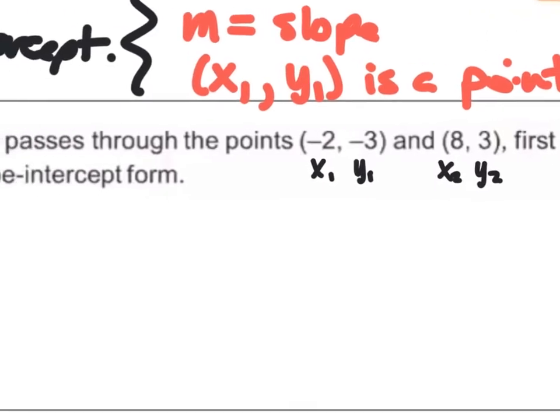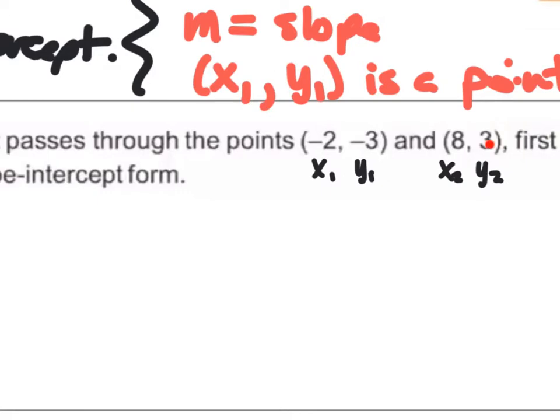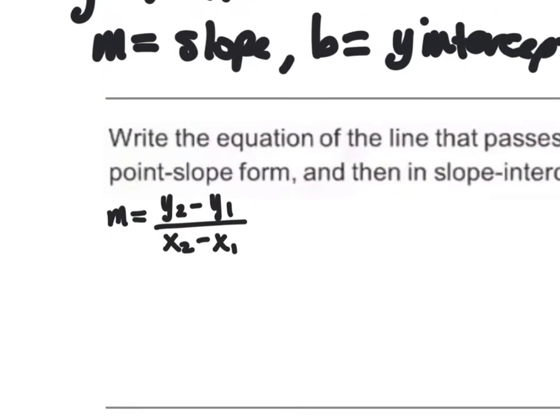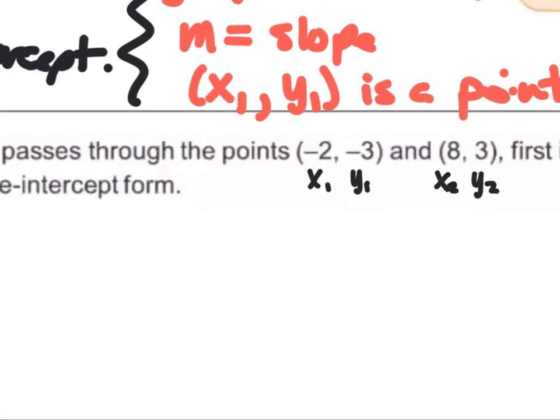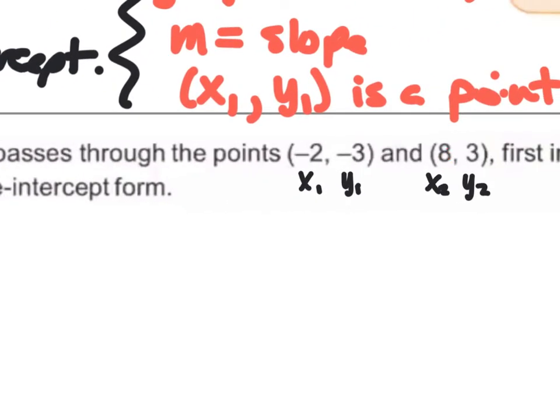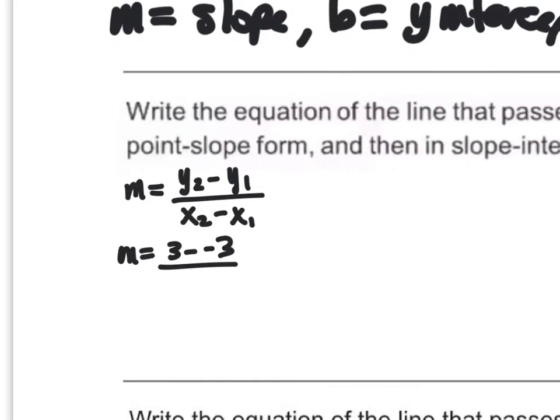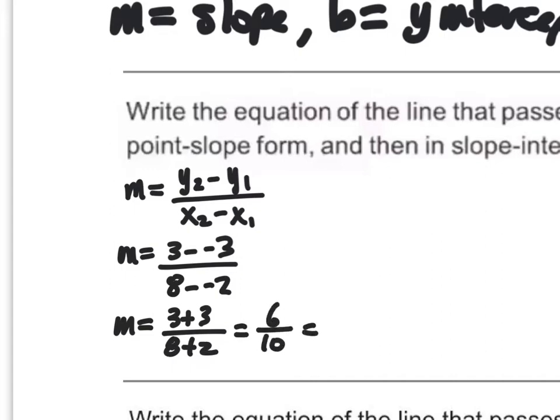So I'm going to plug those in. m is equal to 3 minus -3 divided by 8 minus -2. So this becomes 3 plus 3 over 8 plus 2, so we get a slope of 6 over 10, which simplifies to 3/5.